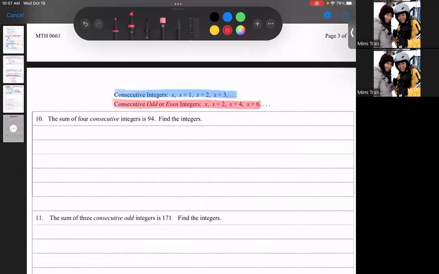The sum of four consecutive integers is 94. Find the integers. All right, so I'm going to let x be the first integer. What's the next consecutive? Yeah, x plus 1, right? And then the next one, x plus 2, x plus 3, and I'm going to stop right here because they only want four.